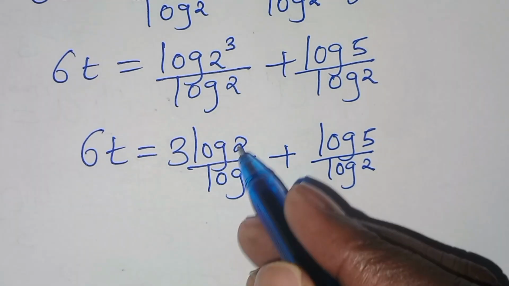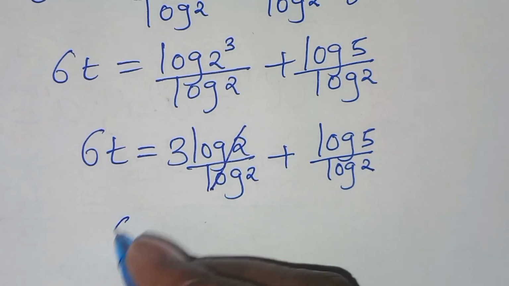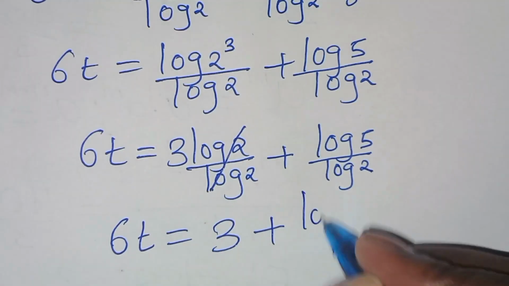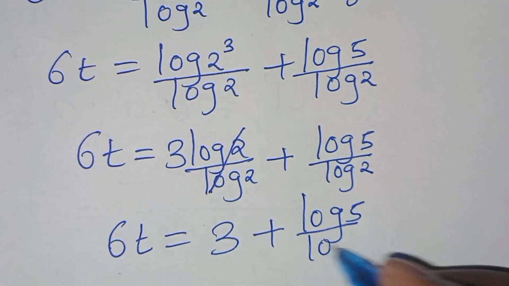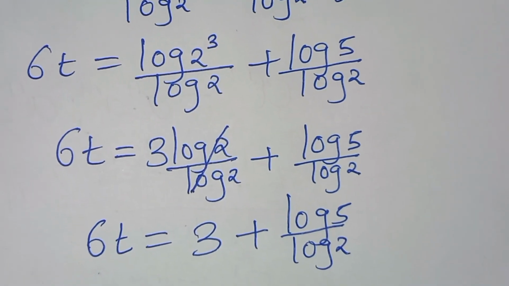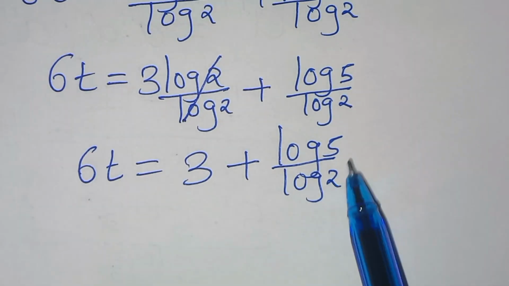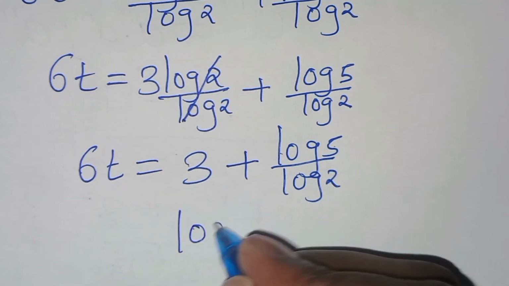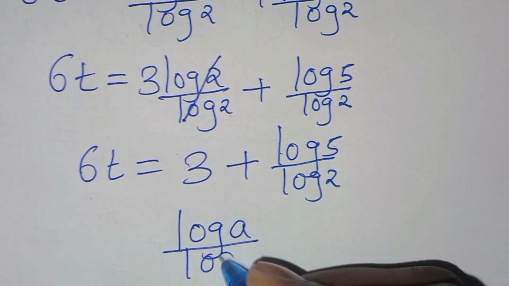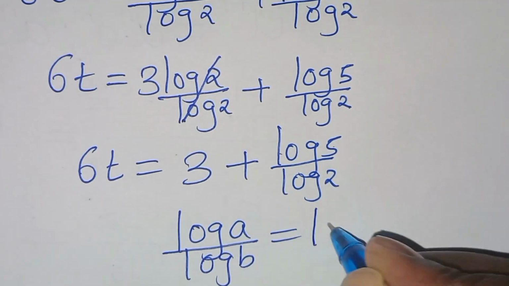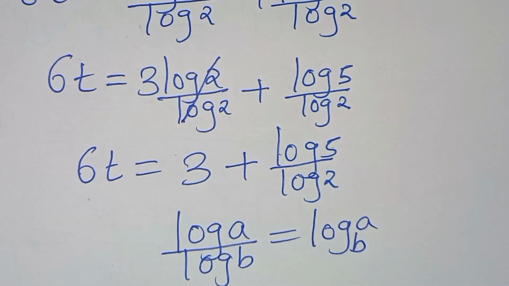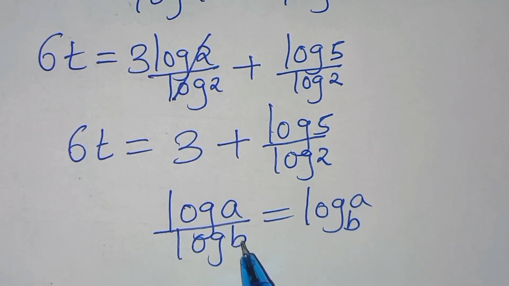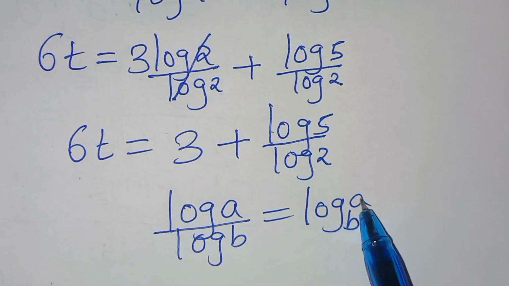The next step from here, log 2 and log 2 simplifies, so that here we'll have 60 is equal to 3 plus log 5 divided by log 2. The next step is that you find that log 5 divided by log 2 is in the form of log a divided by log b, which we can express as log a to base b.